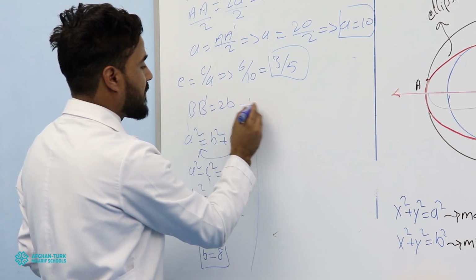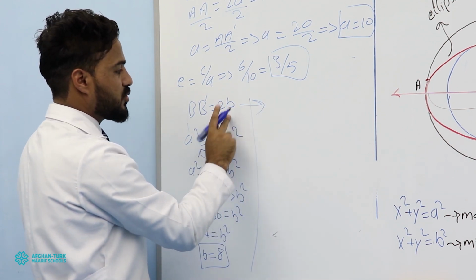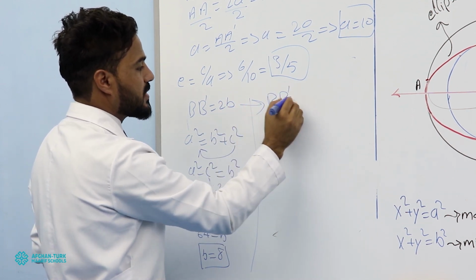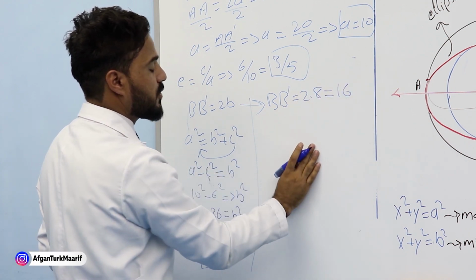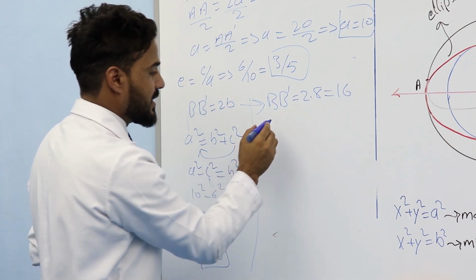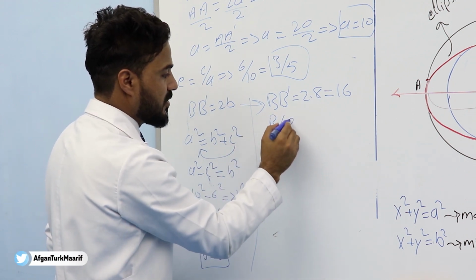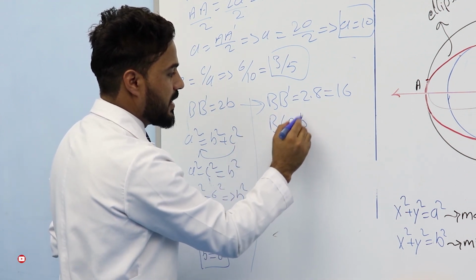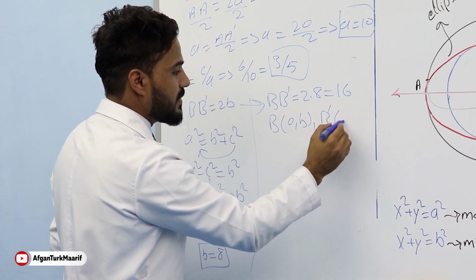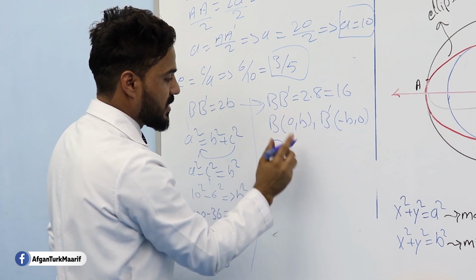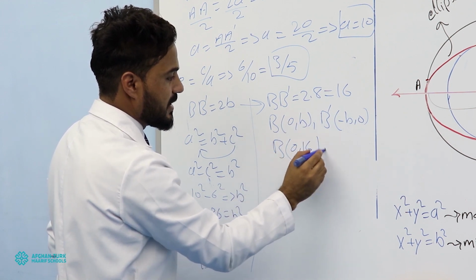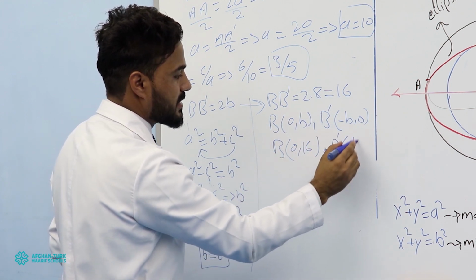So in here we have that minor axis is equal to 2B. So BB prime is equal to 2 times 8 which is equal to 16. So coordinate of minor axis is B is 0 and B, and B prime is minus B and 0. So B we can write instead of this one 0 and 8, and instead of B prime minus 8 and 0.